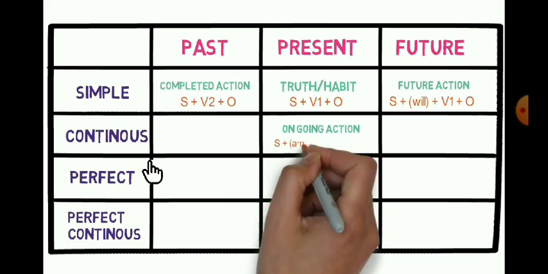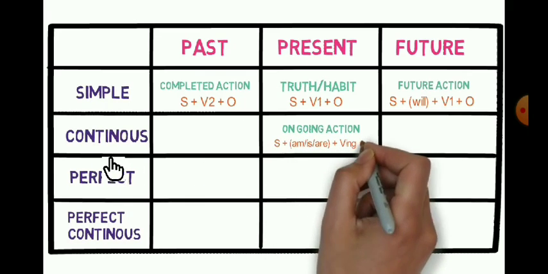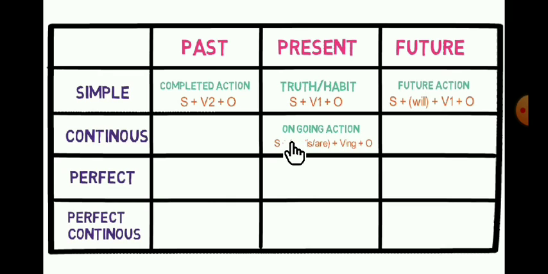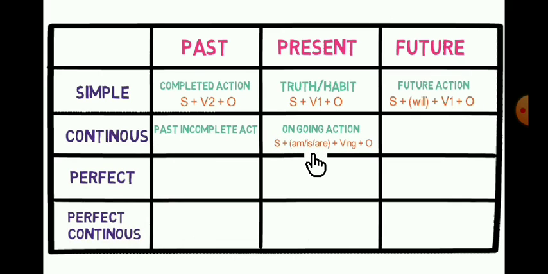Now comes another child of these three fathers. First comes present continuous tense. It is an ongoing action. What is it? It is an ongoing action. Subject plus am, is, are, the be verb, plus verb in the form of ing plus object.